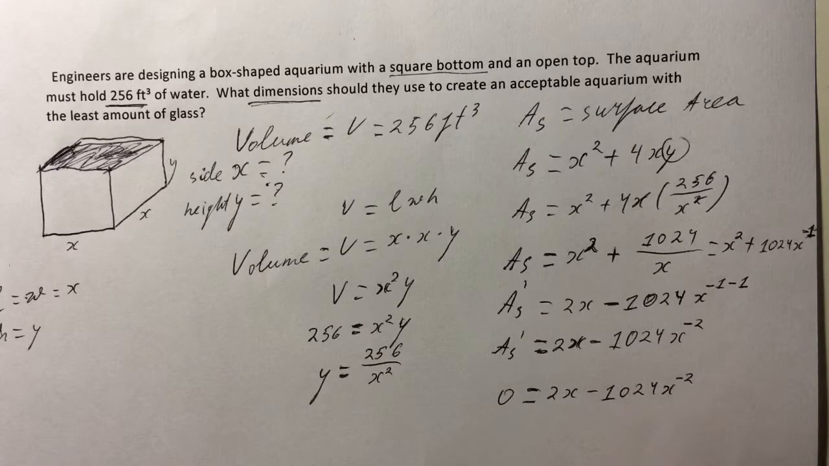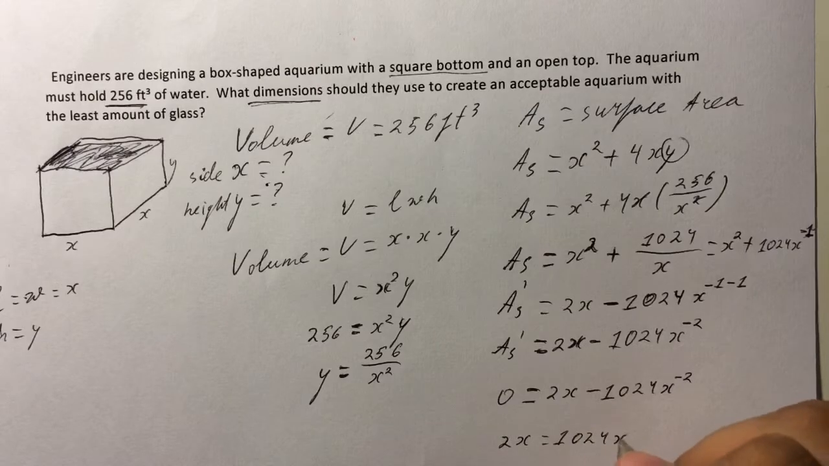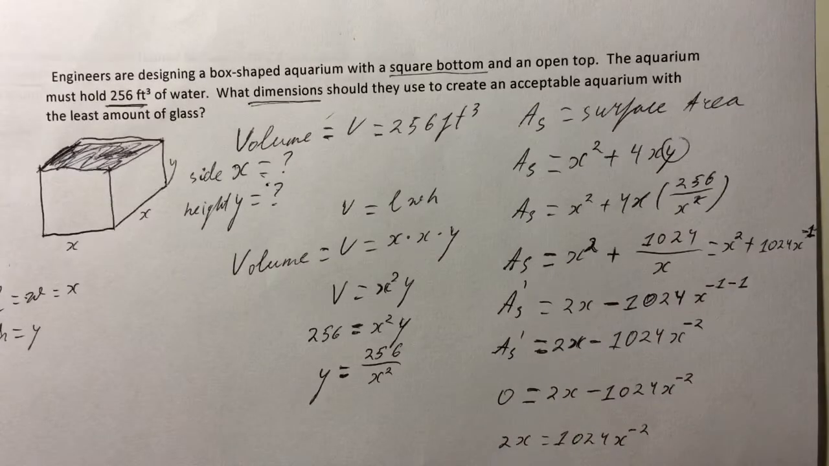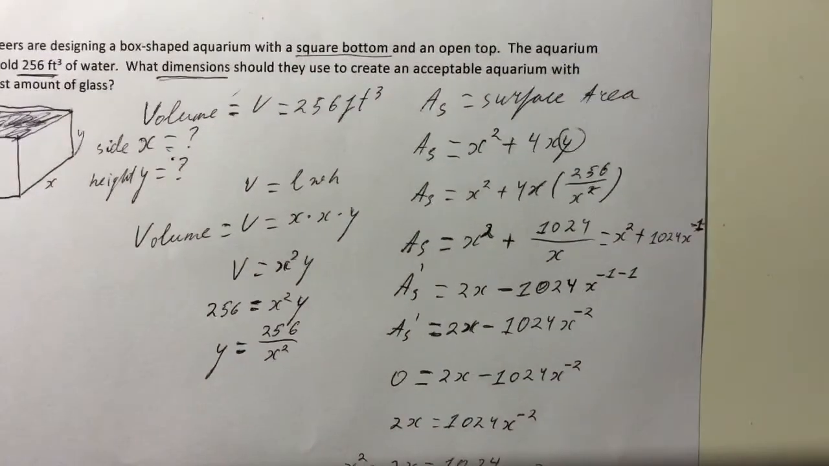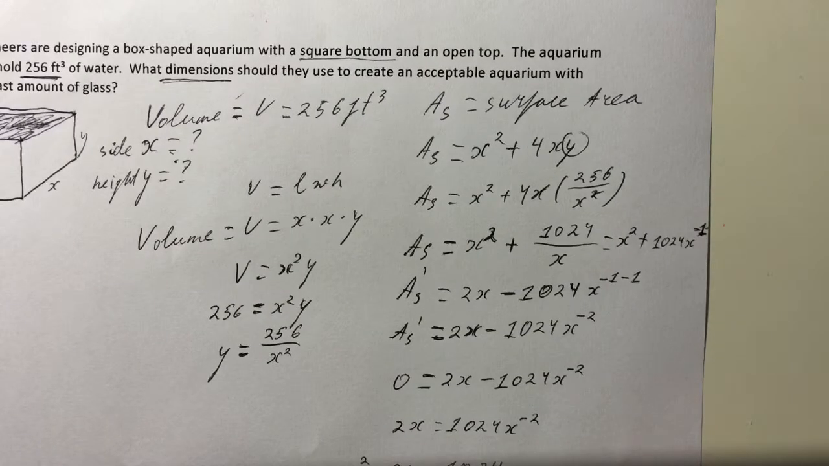That's going to be our critical point. That's going to be our min. And we're going to prove that it is a min in the end. So, 2x is equal to 1024 x to the negative 2. Sorry about that, we experienced technical difficulty. So, we left off right here.